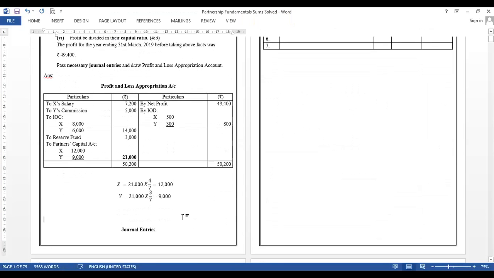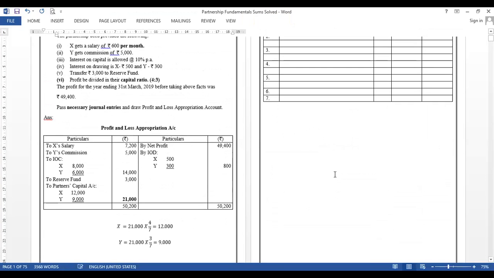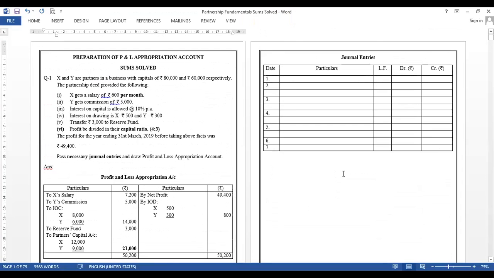Now looking into the account, I want someone to give me the entries one by one. We can write the entries randomly, adjustment wise, or another way which I actually prefer: looking into the account, net profit, interest on drawings, and then salary, commission, interest on capital, writing all the entries one by one. So the first entry I would like to write is net profit. What was the entry for net profit? Who is telling?